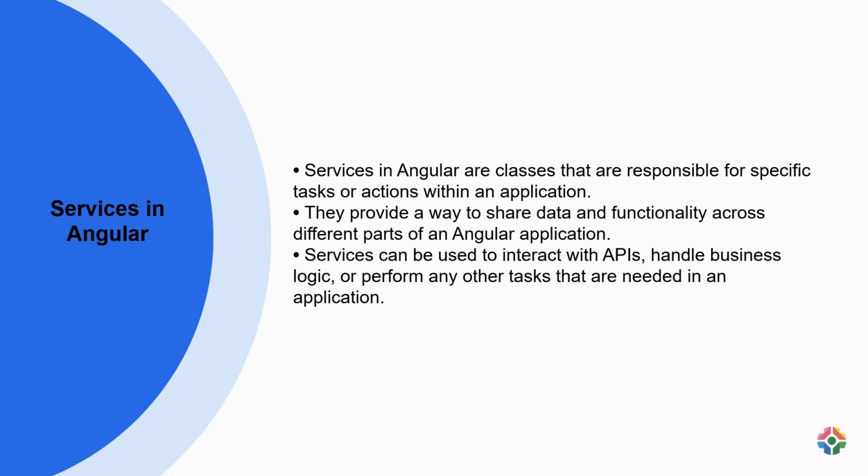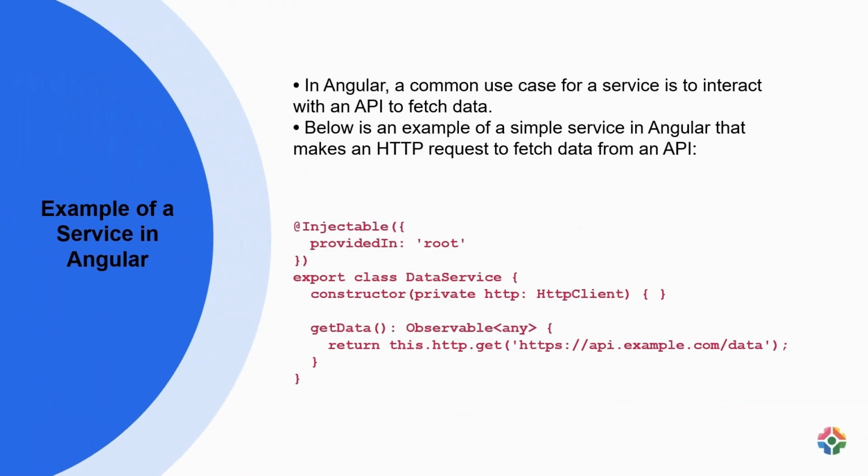These services centralize and organize the codebase, aiding in maintainability and scalability. In Angular applications, services are frequently employed to handle interactions with APIs for data retrieval. A service class typically encapsulates the logic for making HTTP requests to external APIs. The provided snippet showcases a basic Angular service named Data Service. This service utilizes Angular's HTTP client module for performing HTTP operations.